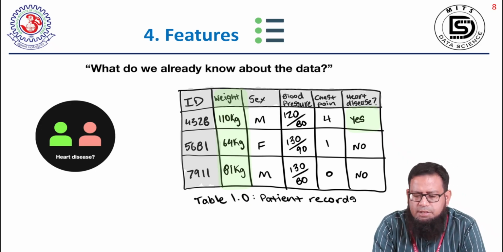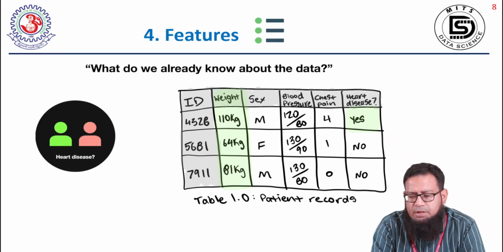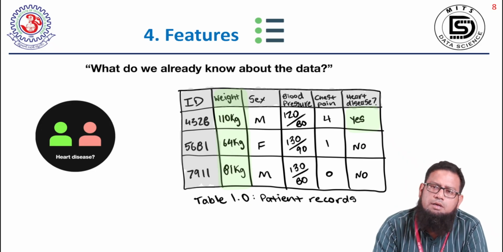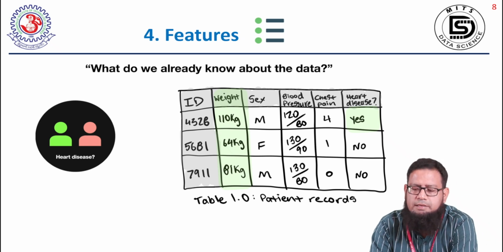So there is an example of heart disease, where there is ID, weight, gender, blood pressure, and the chest pain value, and then the last one, heart disease, which is yes or no. This is a categorical data set. Sorry, it's the label data. So there is a label, which is also called a target variable.